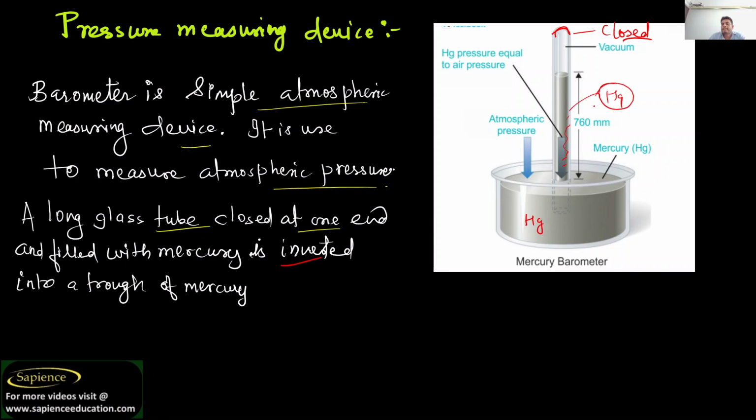Now what is happening here? As the atmosphere is giving pressure, this liquid won't come down. It will create some height. Now suppose the atmospheric pressure increases, then what will happen? The liquid will rise. And as the atmospheric pressure is reduced, the liquid column will fall down. So from this we can compare the atmospheric pressure, and we can say whether a low atmospheric zone or a high atmospheric zone is there.